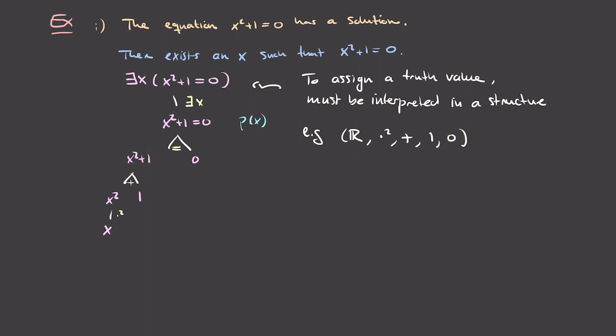So another structure we could use in which the formula is true in this case is complex numbers with the usual square function, usual addition, usual 1, and usual 0.